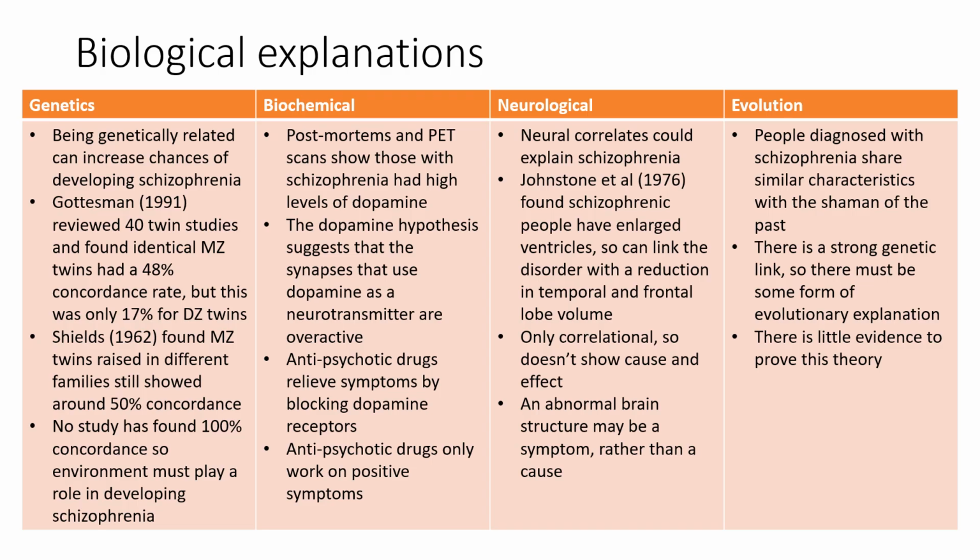And then lastly, looking at evolution, people diagnosed with schizophrenia share similar characteristics with the shaman of the past. Off the top of my head, I cannot remember what the shaman are, but if you look it up, there will probably be a lot of information. There is a strong genetic link, so there must be some form of evolutionary explanation, but there is little evidence to prove this theory. Obviously, evolution is probably not something they'll likely ask you about. It was only a small section in the CGP revision guide.